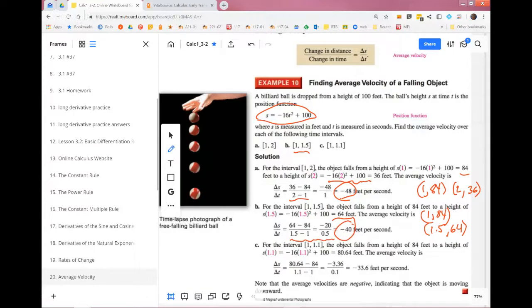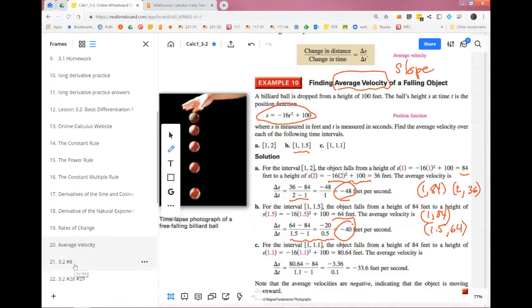So for that time period, from second 1 to second 1.5, the average rate of change was negative 40 feet per second. So whenever you're asked to find average velocity, you are basically talking about the slope between 2 points. Okay. If they ask you for the exact rate of change, well, now you're just going to use the derivative. All right, so we'll get back to that a little bit later.